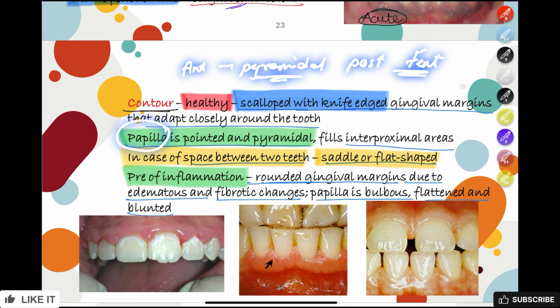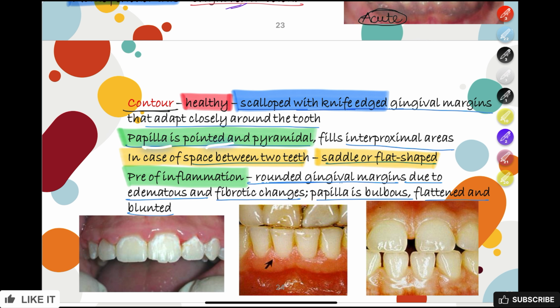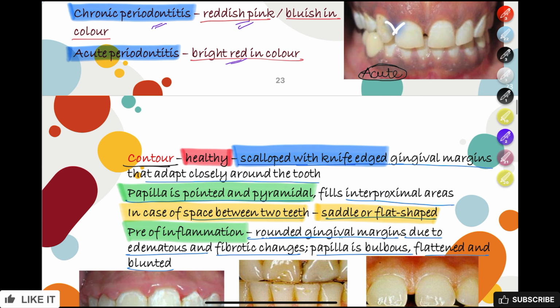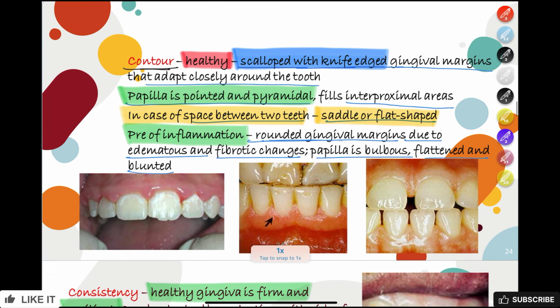How does it appear? Tent shape. Remember this, we have to write this in case history. Papilla is pointed and pyramidal, and fills the interproximal areas. In case of space between two teeth, it is saddle or flat shaped. As you can see, if there is any space, it has become flat. How has it become flat? Else it would have been pyramidal or tent shaped.